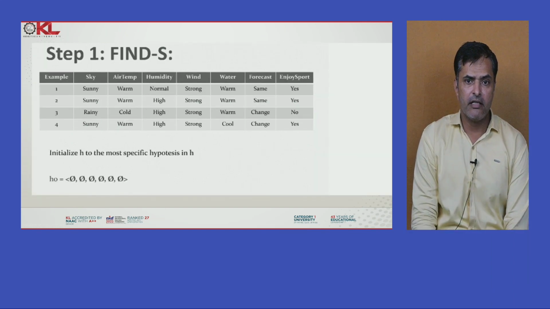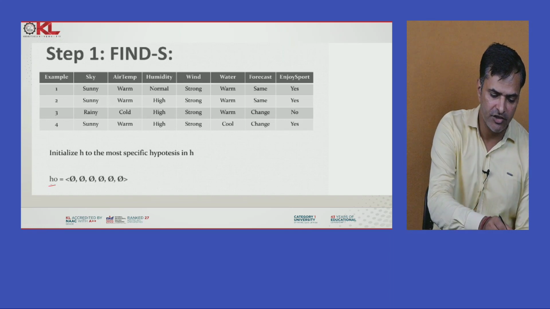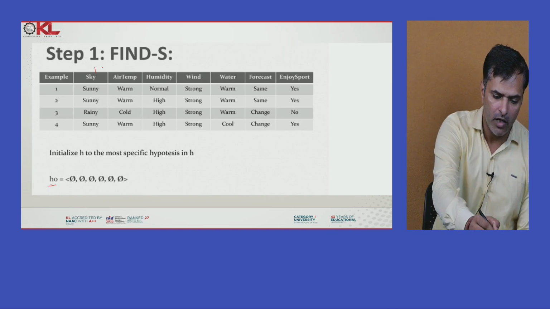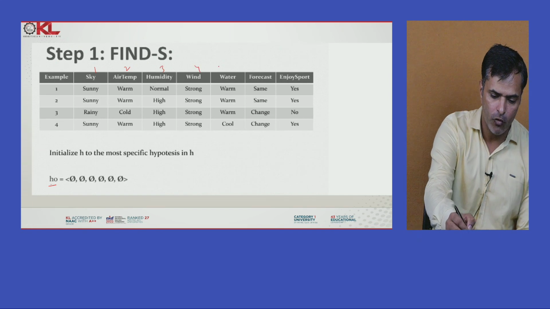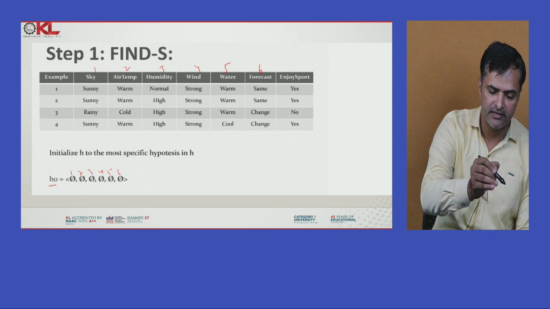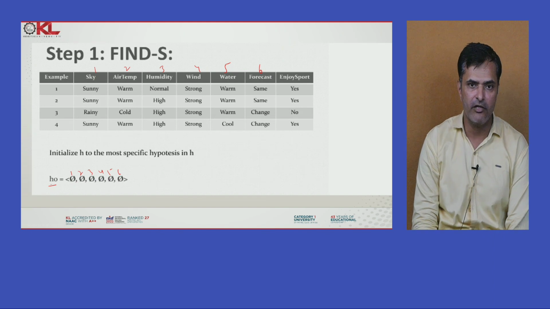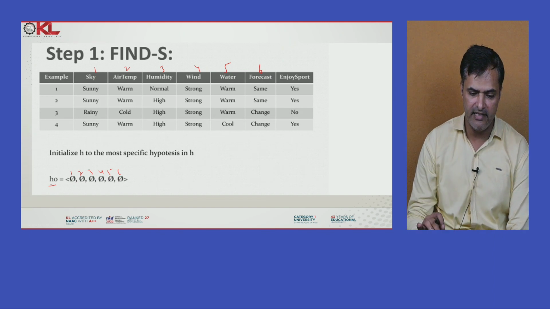For example, our h0 is this one. How many attributes are there? 1, 2, 3, 4, 5 and 6. These are the 6, and we start with the 6 null values. Now we will take the next slides.